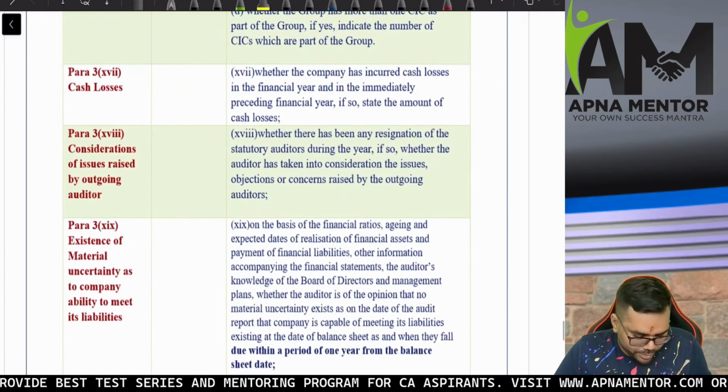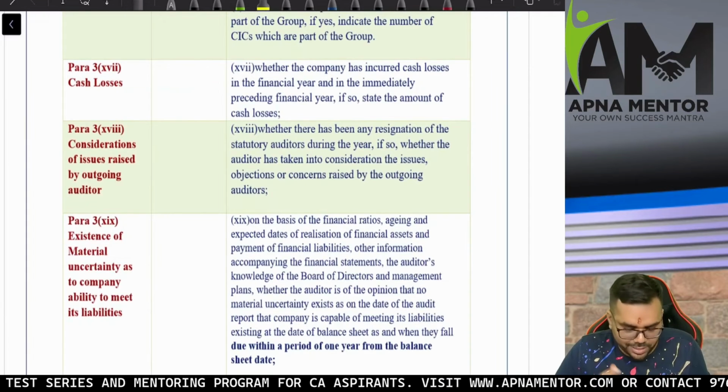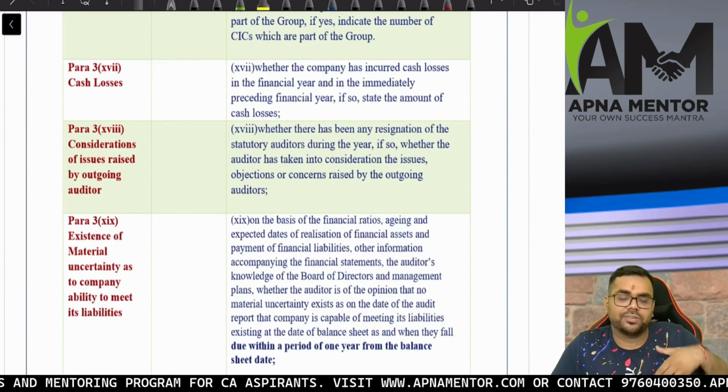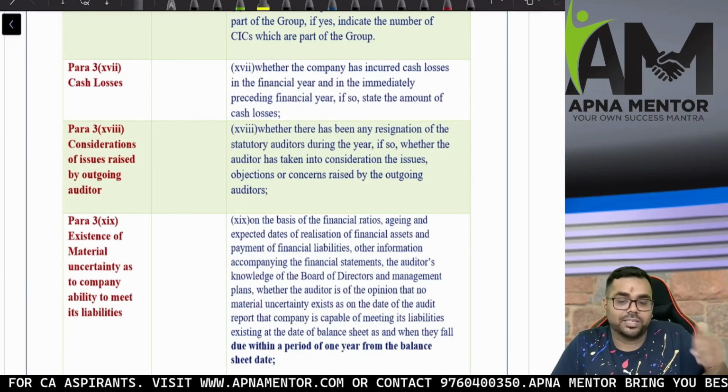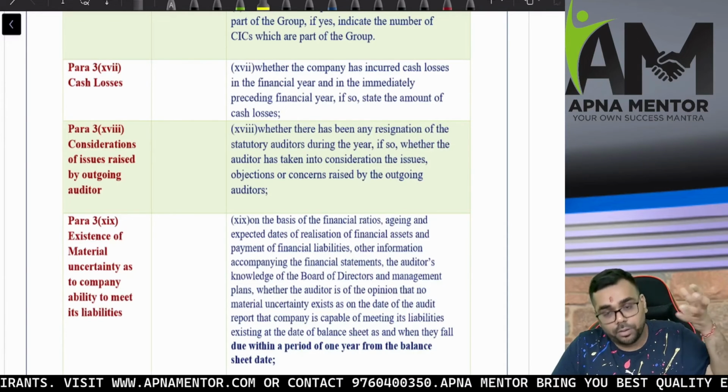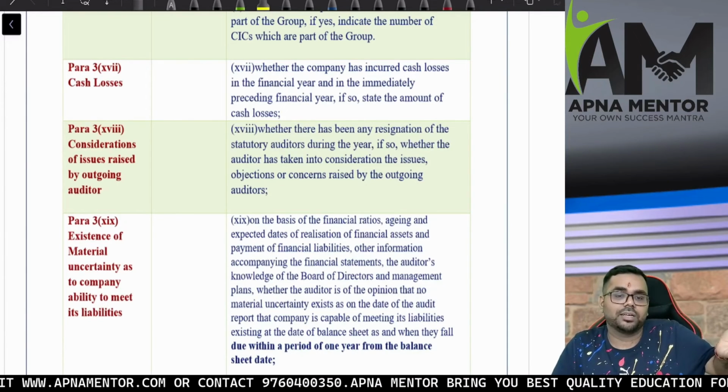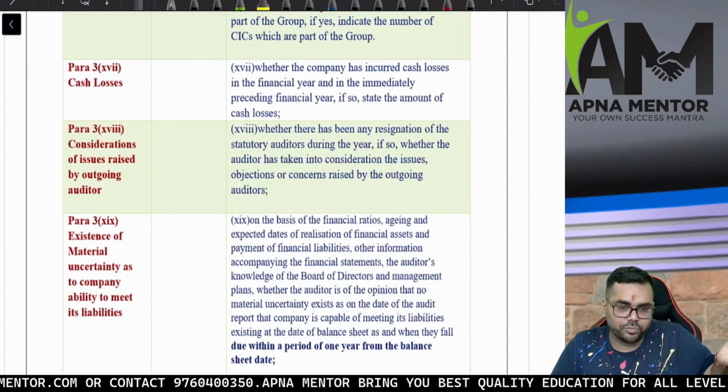Clause number 18, we need to report if the statutory auditors have resigned. In the previous year there was some other auditor, and they have resigned. We need to consider the objections raised by them, why they have resigned. The Chartered Accountants Act also points out that we need to communicate to the previous auditor and we need to ensure the compliance of sections 139, 140.